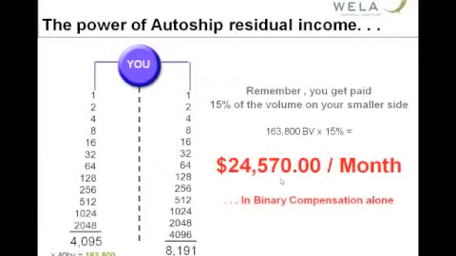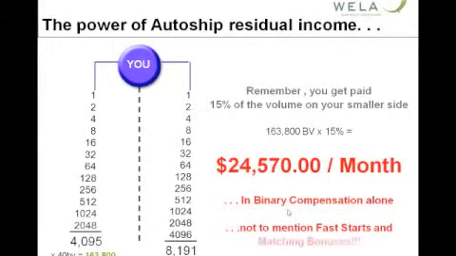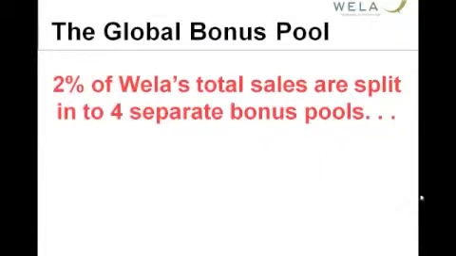And I know it's not a perfect world, so it probably won't happen like that. But let's say you miss it. You miss it big. You only hit it by 10%. How would an extra $2,457 a month be for you within the next year? Would it make a difference in your life? I think it would. And that's just in binary compensation alone, not to even mention the fast starts and the matching bonuses, which, as we saw before, can exceed your binary commissions.